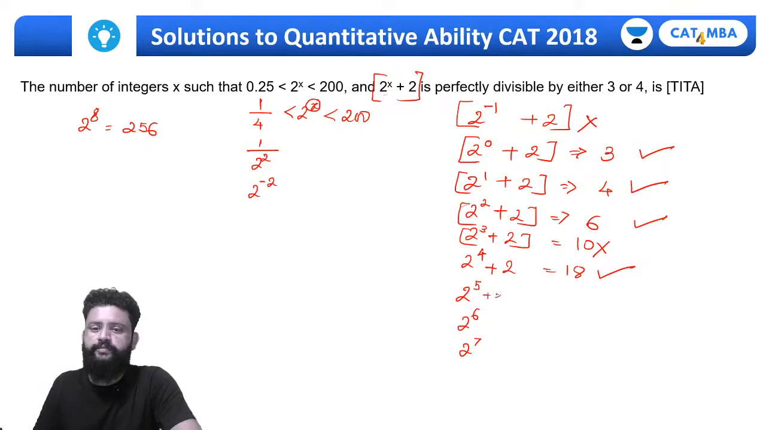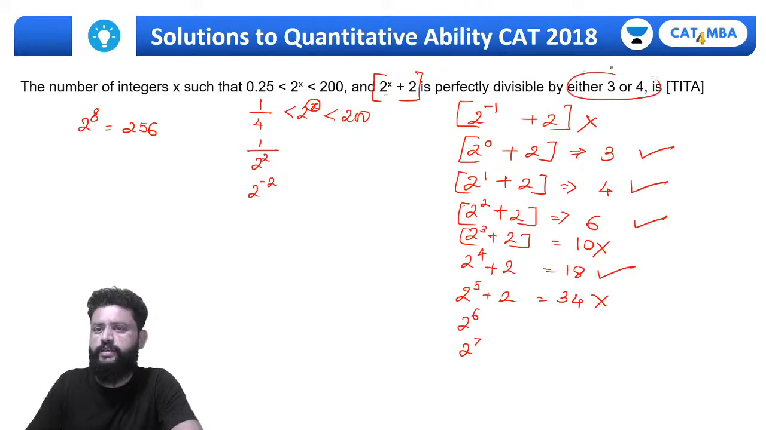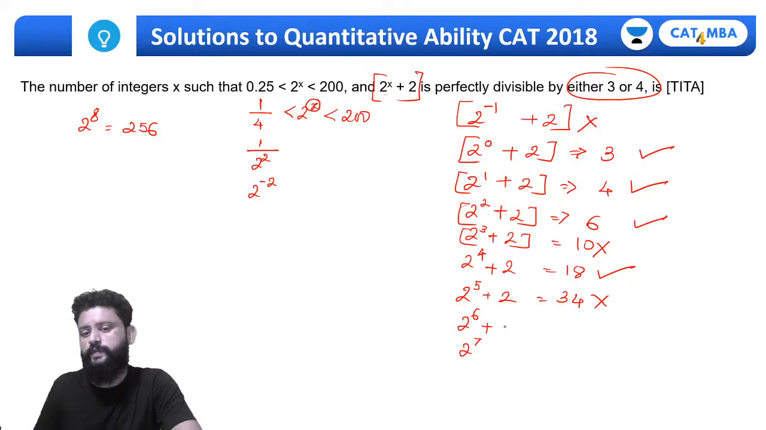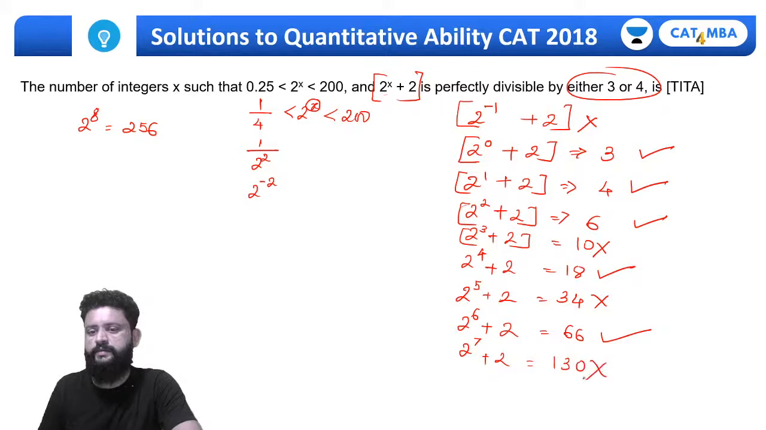2 to the power 5 is 32 plus 2, which comes out to 34, not a multiple of either, not of 3 and not of 4. It should be divisible by either 3 or 4. Then 64 plus 2 comes out to be 66, a multiple of 3. Then 128 plus 2, that is 130, which is neither a multiple of 3 nor 4. So 1, 2, 3, 4, 5, the answer for this question is 5.